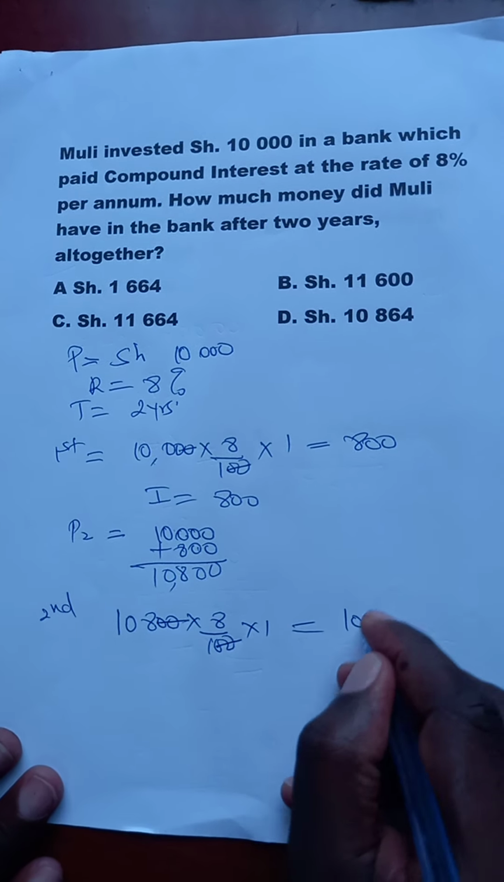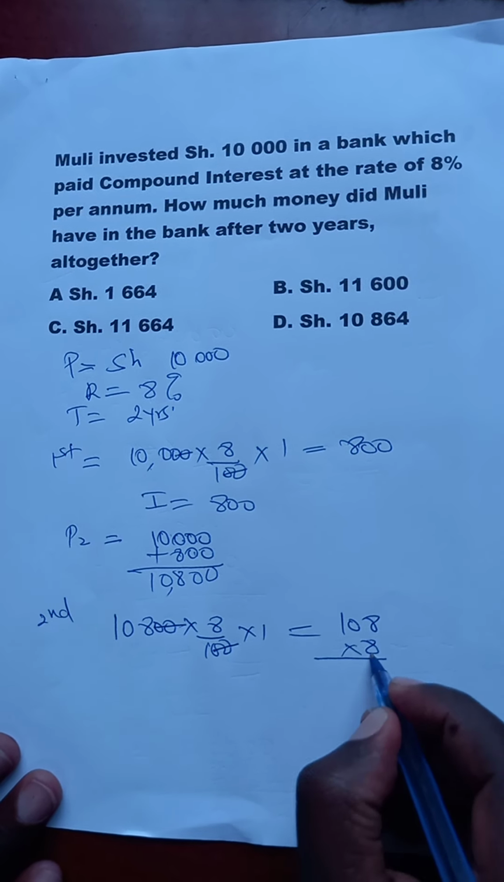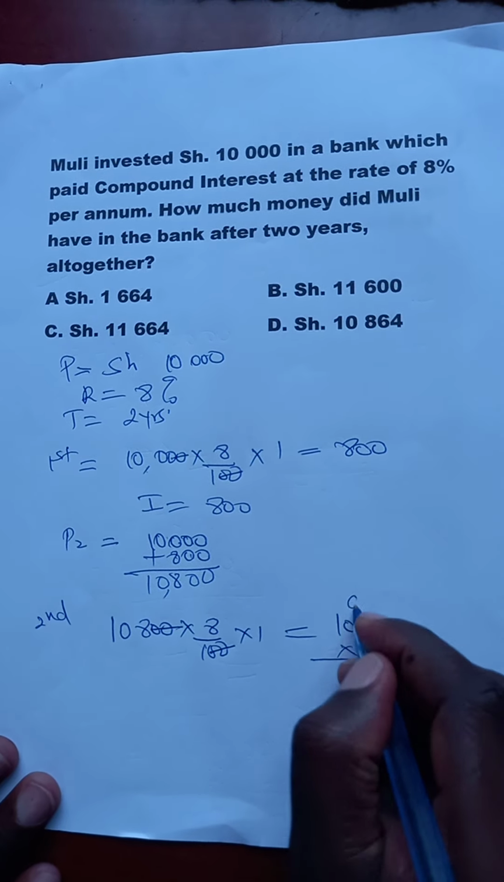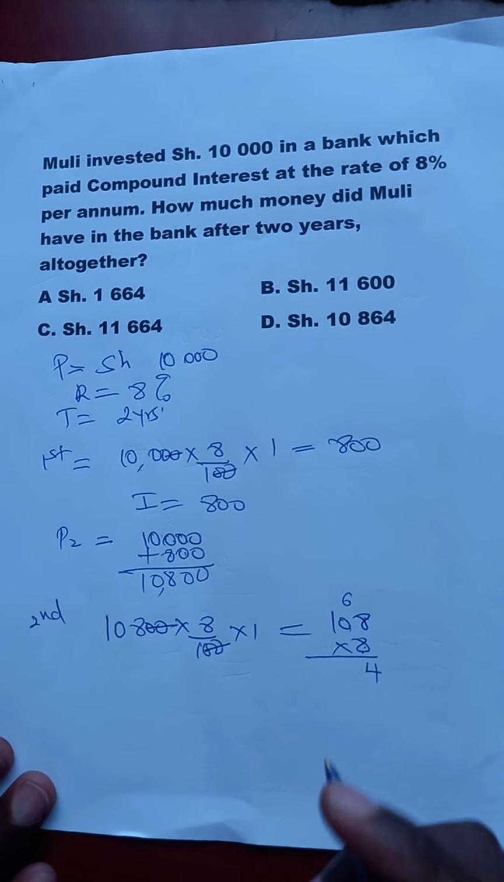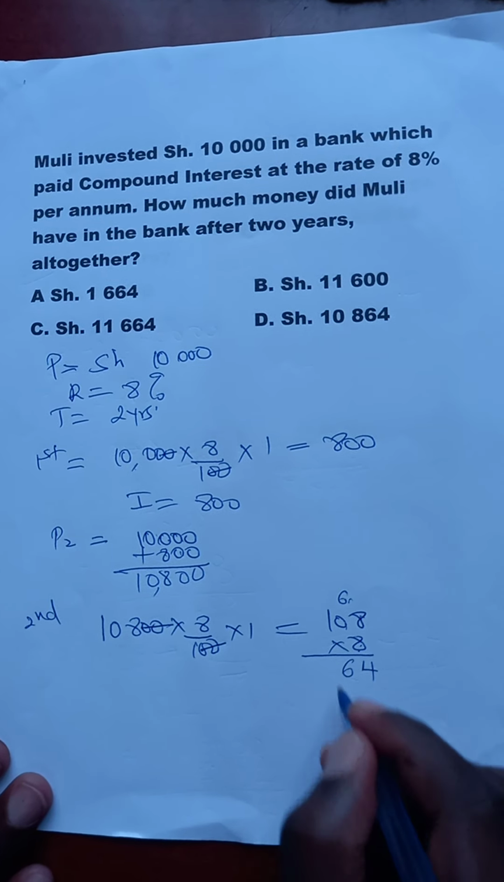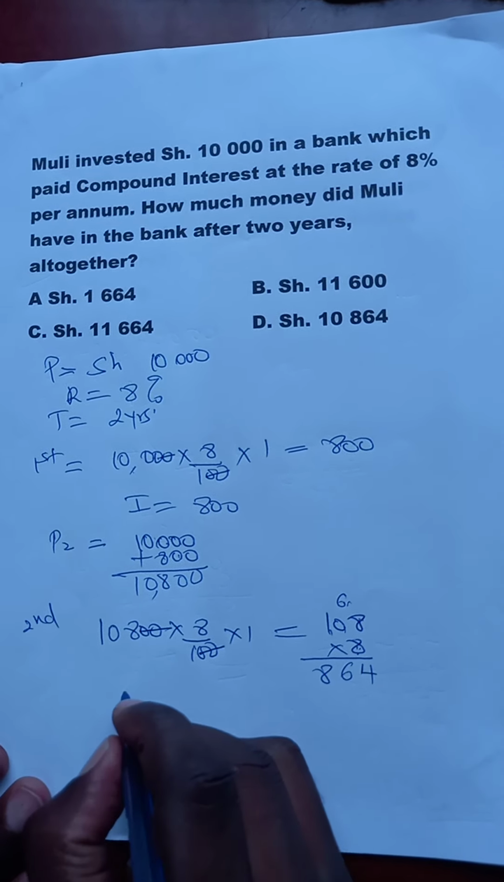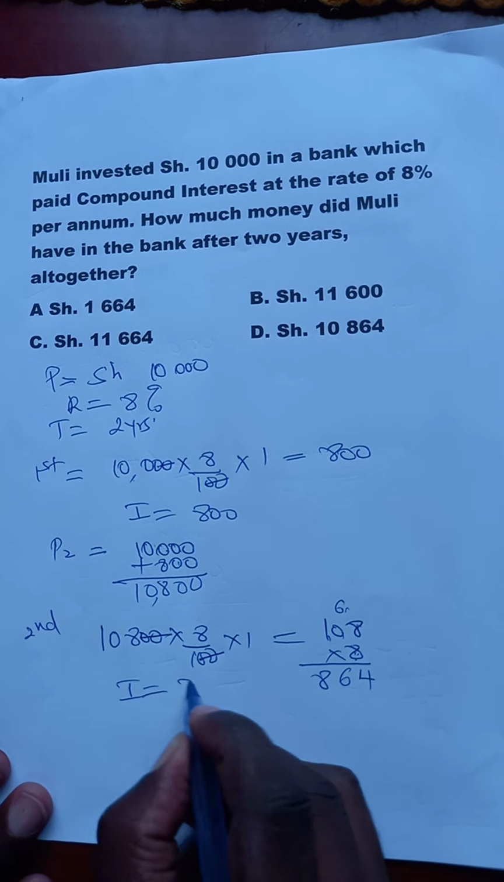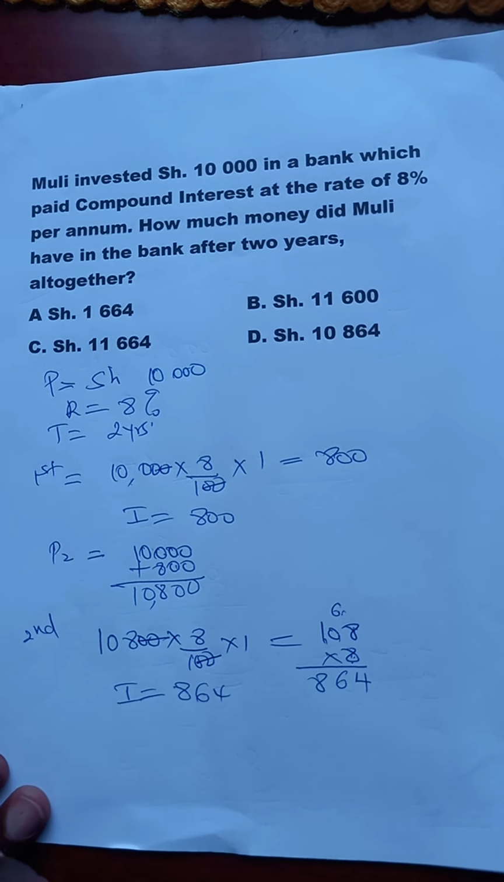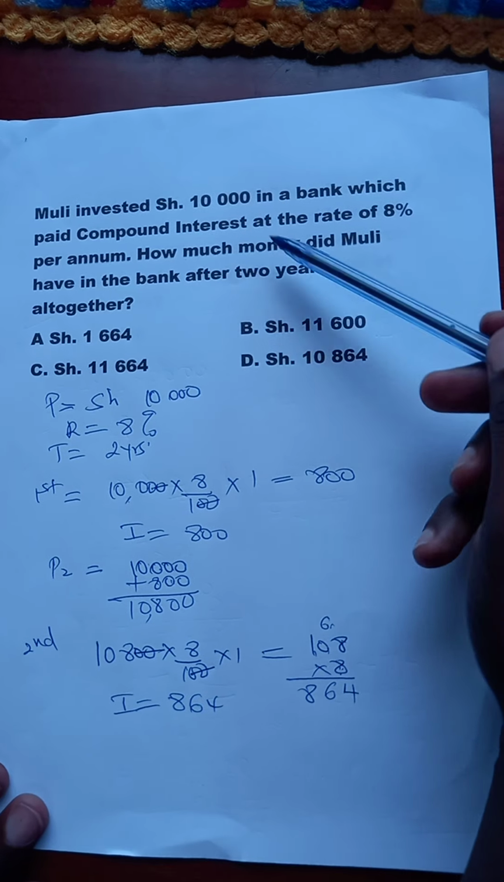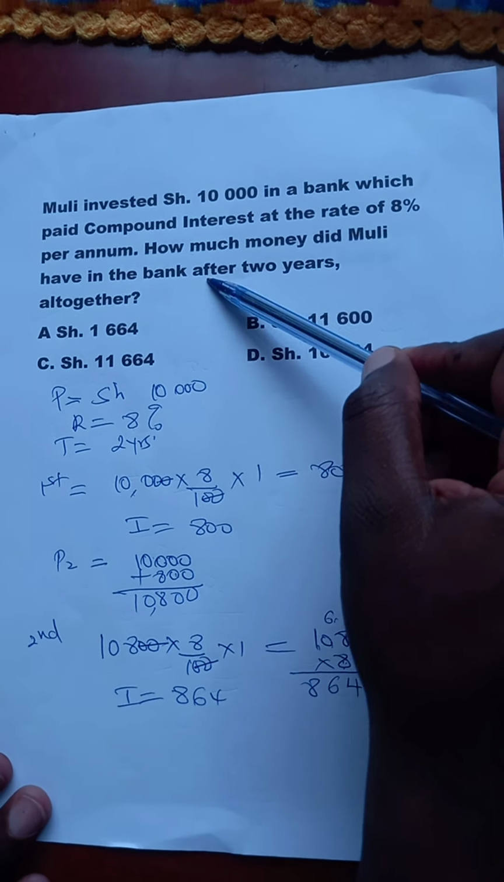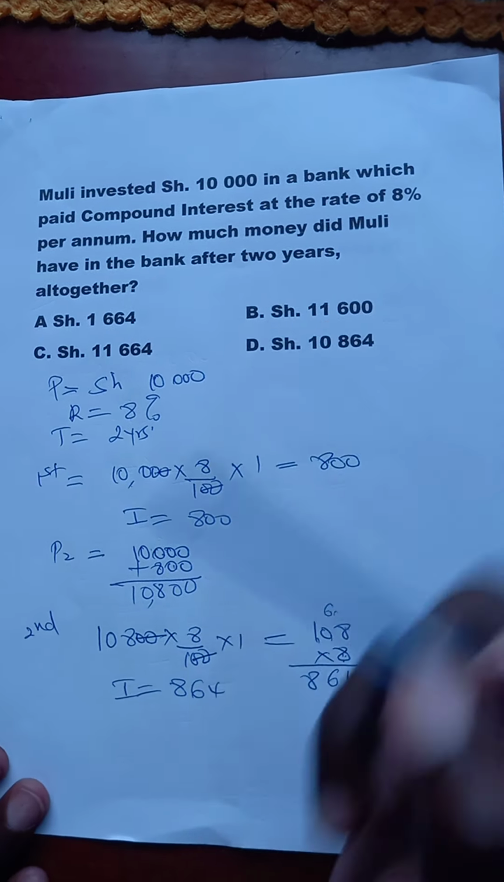You are left with 108 times 8. 8 times 8, 64. You write 4 carry 6. 8 times 0, 8. 0 plus 6, 6. 8 times 1, 8. Interest 2, 864. The question is asking, how much money did Muli have in the bank after 2 years altogether?